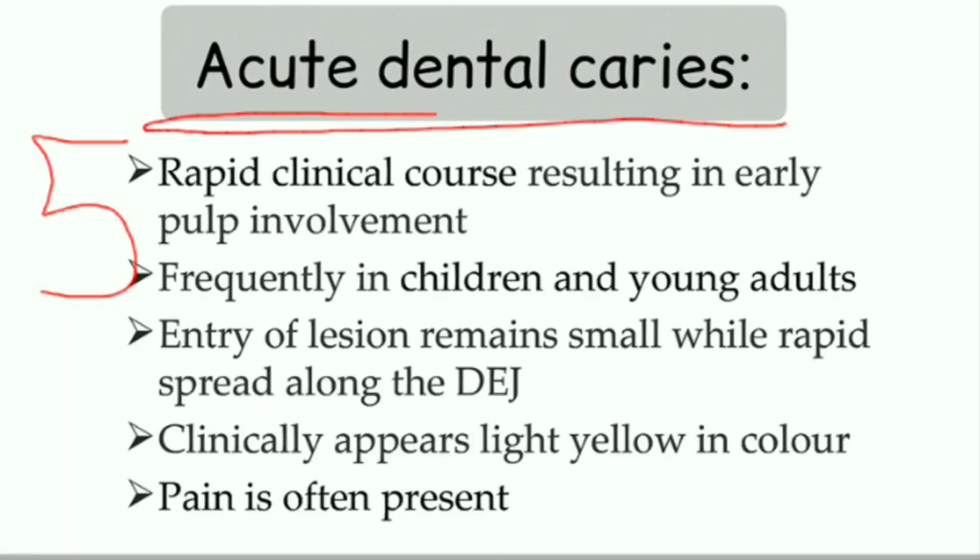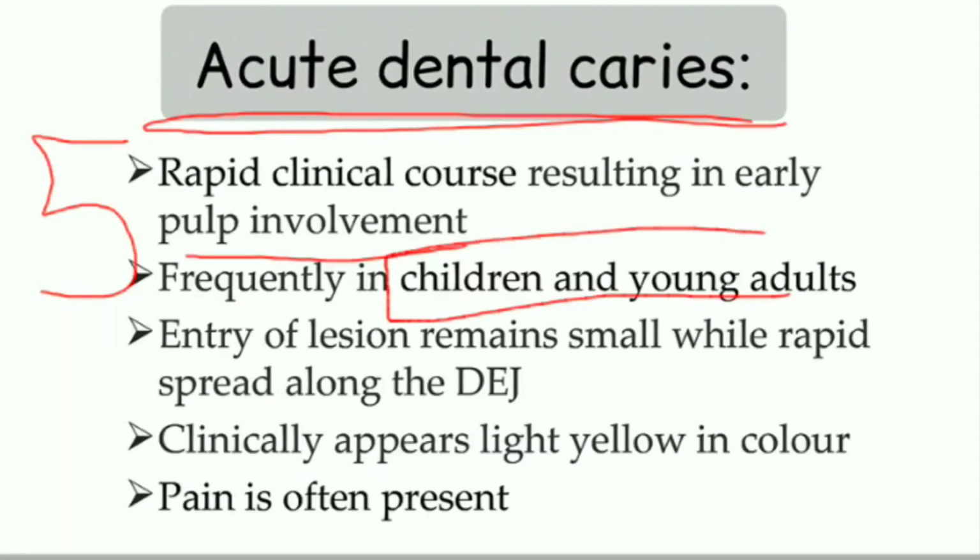So what is acute dental caries? Rapid clinical course resulting in early involvement of pulp. So acute caries is the caries which progresses faster and involves the pulp very fast, and is frequent in children and young adults. Entry of the lesion remains small. So here the entry of the lesion, meaning whatever lesion we are seeing in the oral cavity, is very small, but the symptoms will be more.